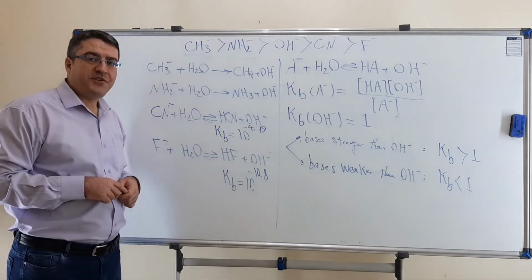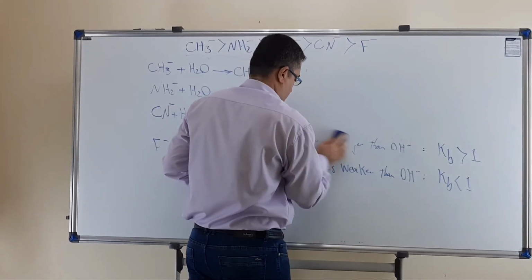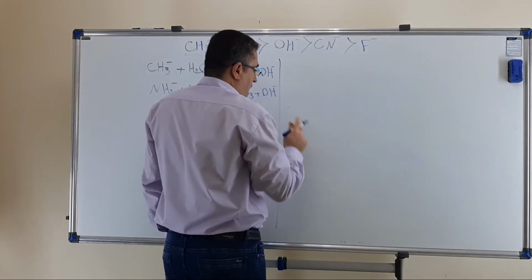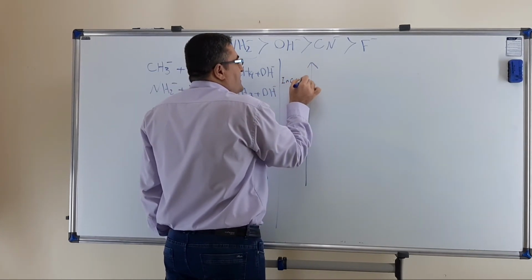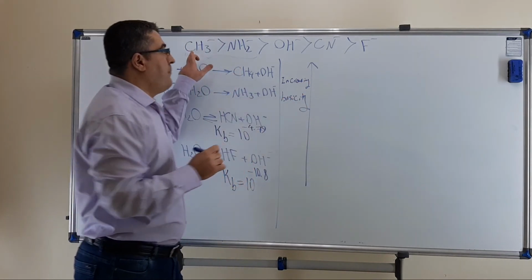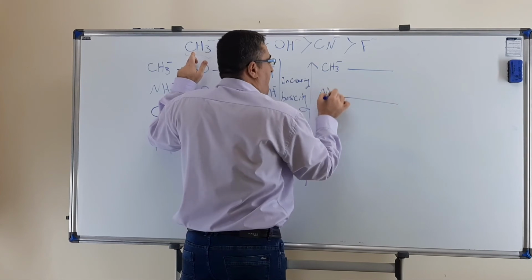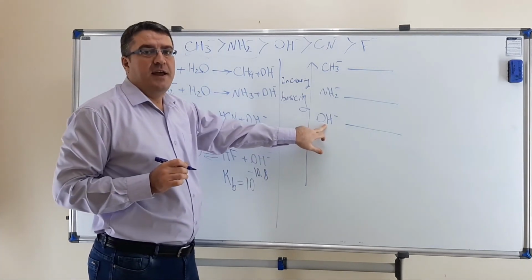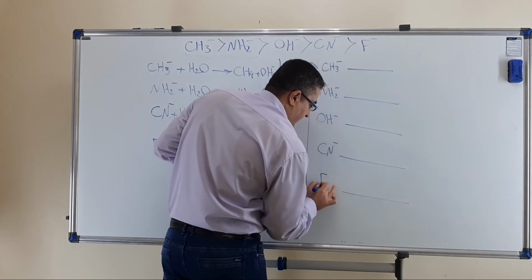We can represent this graphically like this. Let's assume that the Brønsted basicity increases from bottom to top. Methanide anion will have the highest Brønsted basicity here. Then we will have amide anion. Then hydroxide anion, the lyate anion of the solvent, the conjugate base of the solvent. Then cyanide anion, and then fluoride anion.